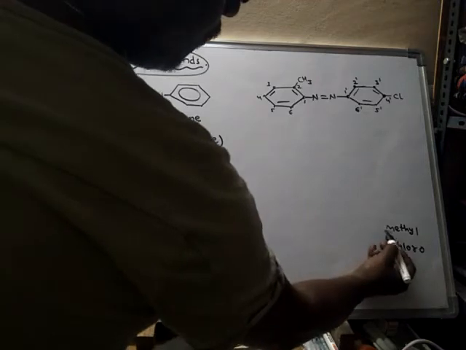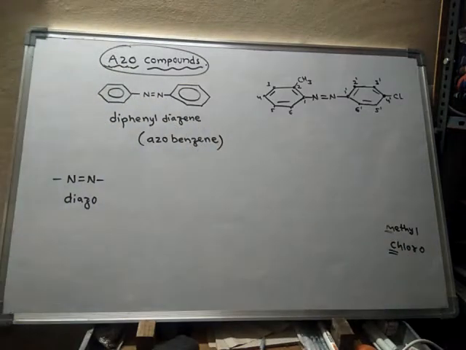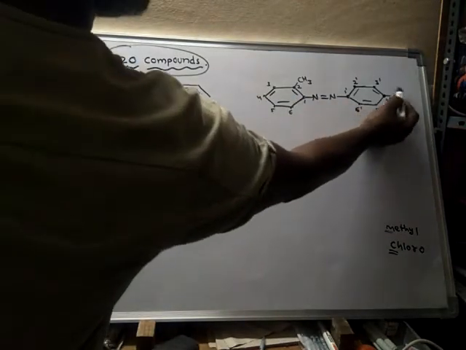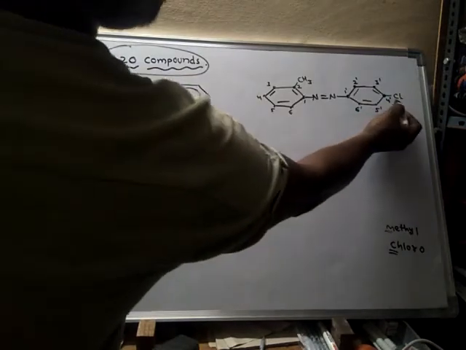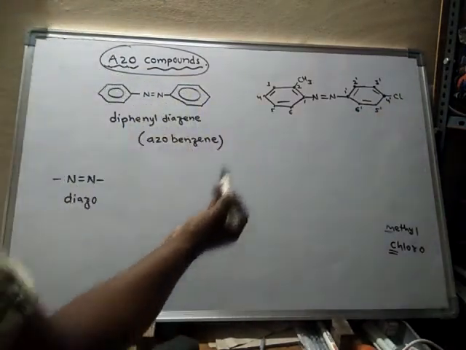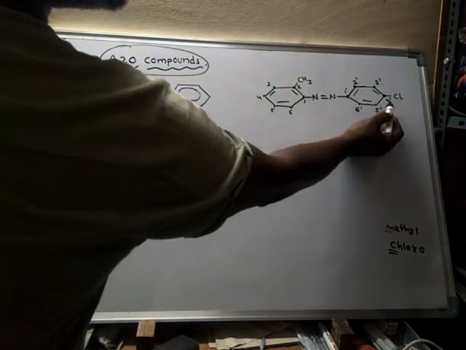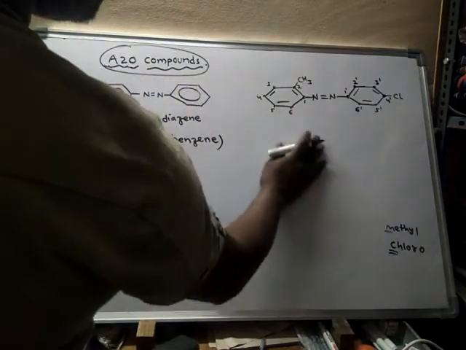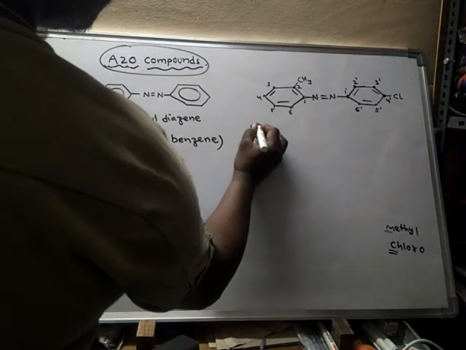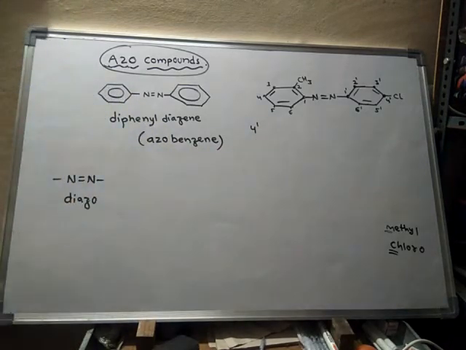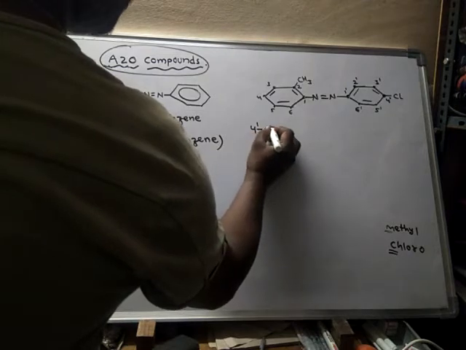Before M C will come, that means we have to mention chlorine. So we have to mention chloro first before writing methyl. This chloro is present on 4 prime, so we have to write the name like this: 4 prime. On 4 prime there is chloro.